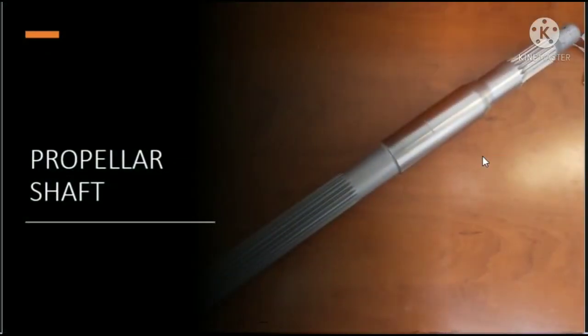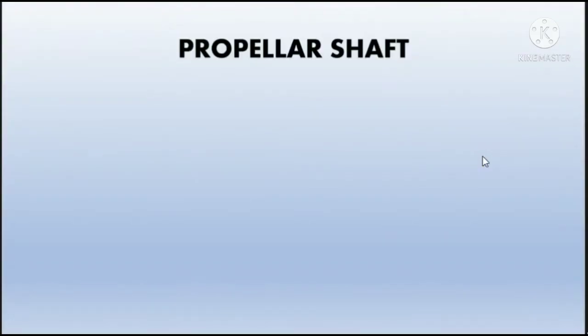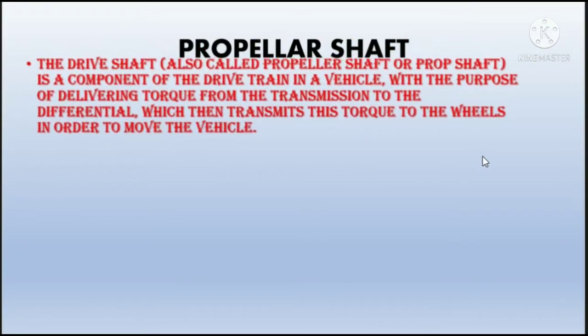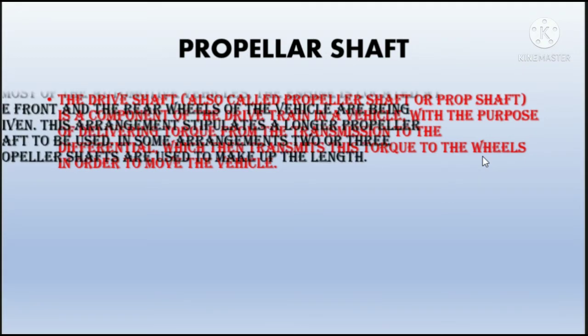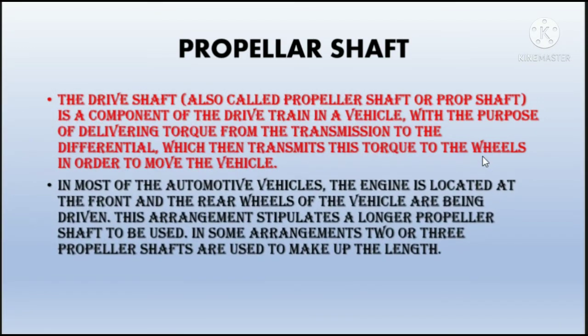So as you can see, this is the propeller shaft. The propeller shaft, also known as the drive shaft, is a component of the drivetrain in a vehicle with the purpose of delivering torque from the transmission to the differential, which then transmits this torque to the wheels in order to move the vehicle. In most automotive vehicles, the engine is located at the front and the rear wheels of the vehicle are being driven. This arrangement stipulates a longer propeller shaft to be used. In some arrangements, 2 or 3 propeller shafts are used to make up the length.